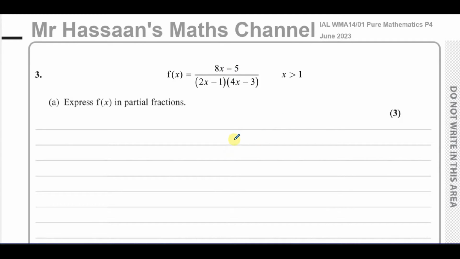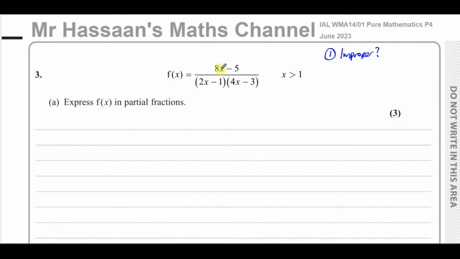Okay, now when you have a partial fraction to split up, the first thing you always do is check to see, is the fraction an improper fraction? Now, an improper fraction is when the order of the numerator is the same as or greater than the order of the denominator. Okay, what does that mean?